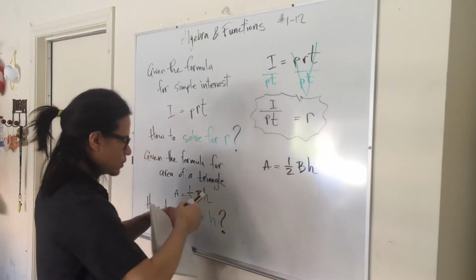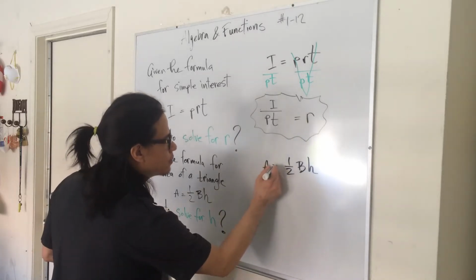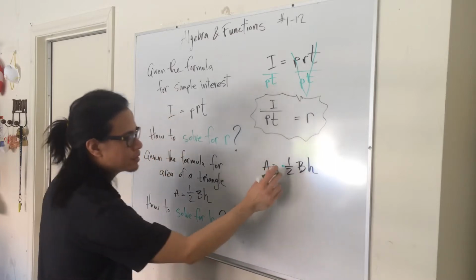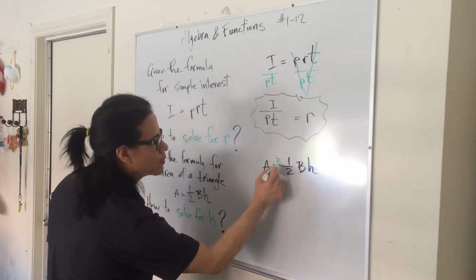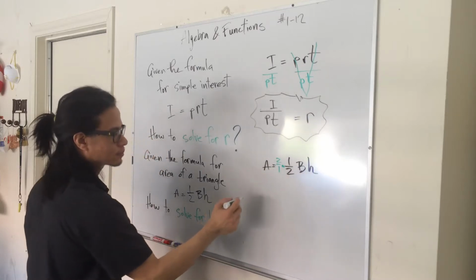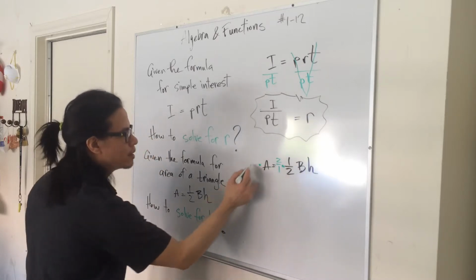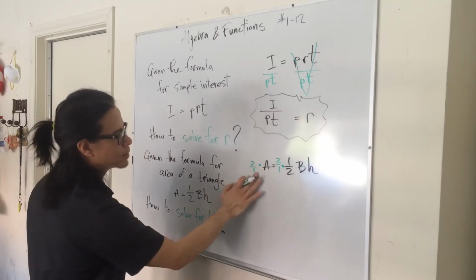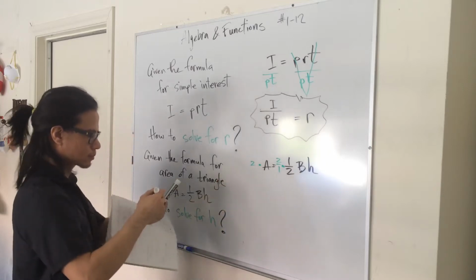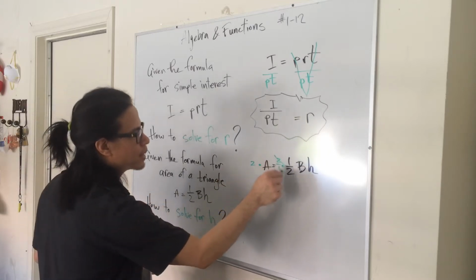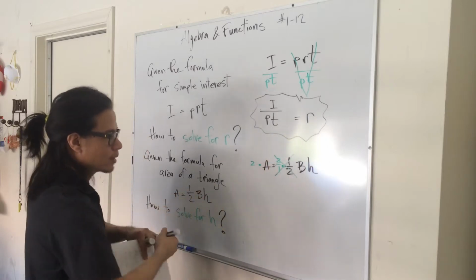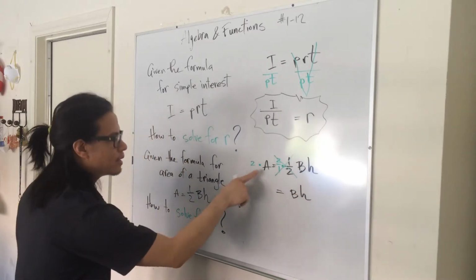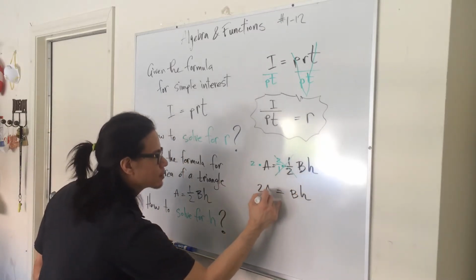Okay? So the way you can get rid of a fraction is by multiplying by its reciprocal. Okay? So the reciprocal of 1/2 is 2/1. Okay, so let's take the left side, multiply it by 2/1, which is equivalent to 2. Okay, so notice that the 2 cancels out, the 1 cancels out. What you have left on the right side is just BH, and what's left on the left side is 2 times A, which is 2A.